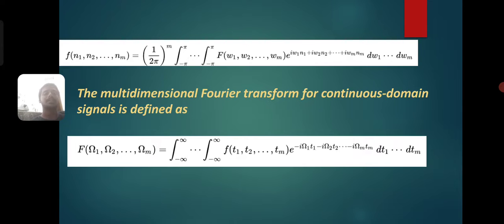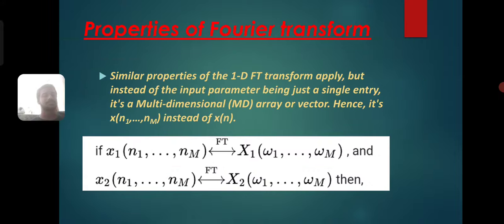The multidimensional Fourier transform for continuous domain signals is defined as F(omega1, omega2, ..., omega m) equals the integral with limits of minus infinity to infinity of f(t1, t2, ..., tm) e to the power minus i omega1 t1 minus i omega2 t2 minus ... minus i omega m tm, dt1 dt2 to dtm.